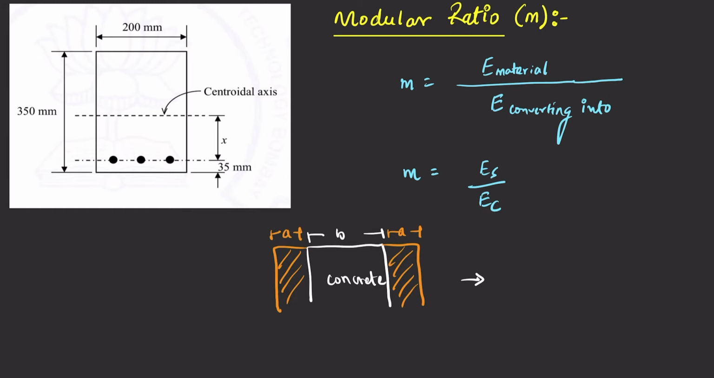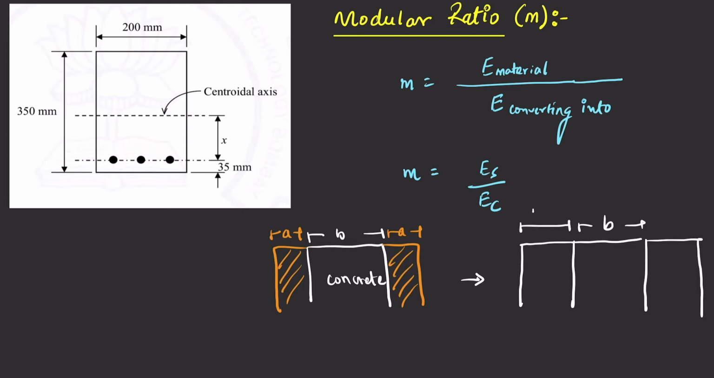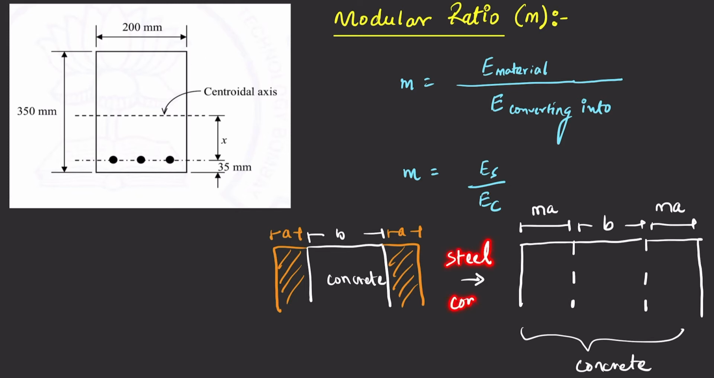So how will our final structure look? We have the initial concrete of width B, and now the steel is converted to concrete too. So this becomes m times A, and this also becomes m times A. Now this whole section is of the same material, concrete.